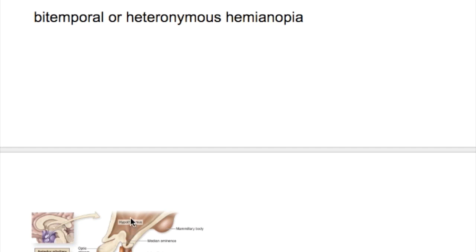So what are the structures above and below the optic chiasma? Above is the hypothalamus and below is the pituitary gland in the sella turcica.